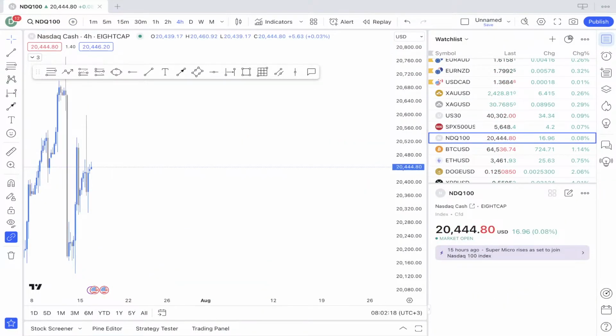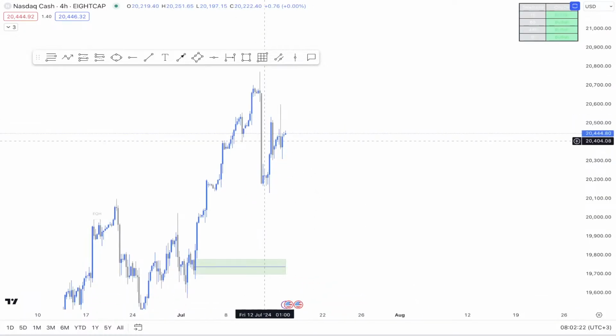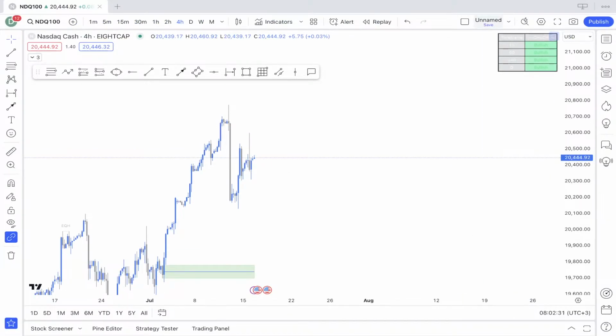And on S100, same as on US 30, although things look bullish, I wasn't able to identify a setup here. Okay, and yeah, that's about it for today's indices analysis.